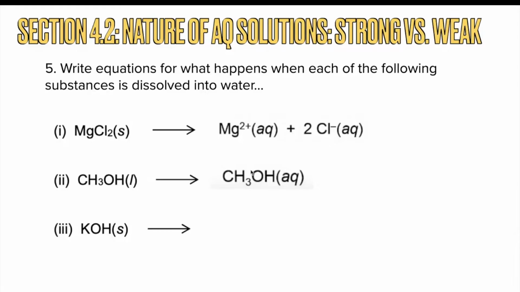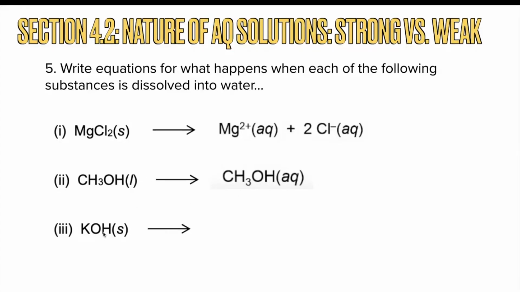So if you ever see something that looks like ethanol, it's trying to tell you something. It's trying to say, okay, great, that's going to dissolve in water because it has this polar bond that looks very similar to water, but it's not going to form any ions when it's in water. Okay, and so aqueous is still there though, because it dissolves in water.